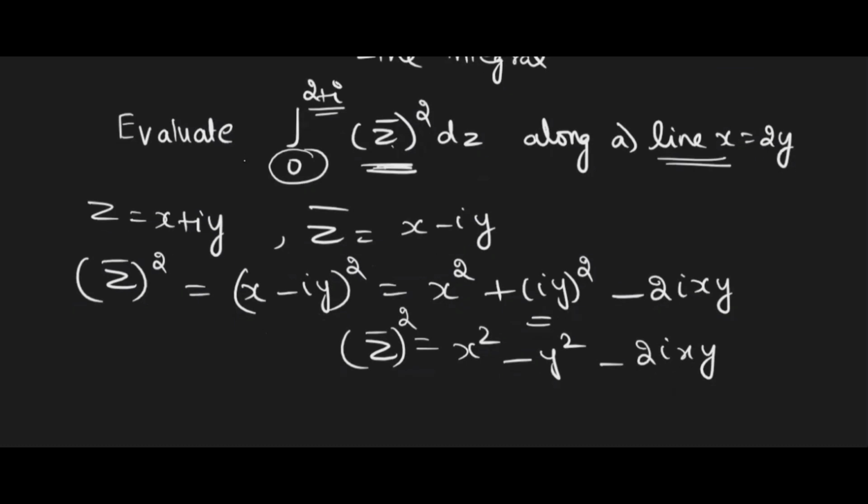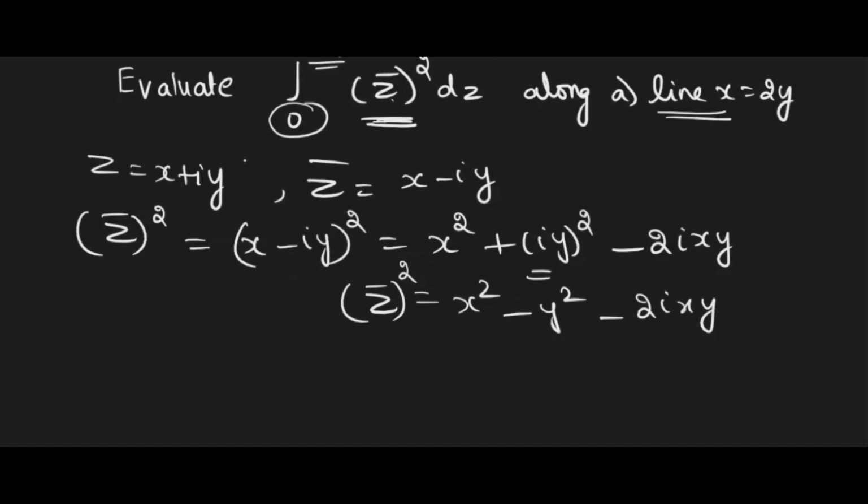So you are going to integrate this function first along the line x is equal to 2y. Wherever x is there, I am going to replace it with 2y. Or you can do it the other way around: in the place of y, substitute x by 2 and change everything to x. Since this has a fraction, simplifying will be a little tricky, so we are going to stick with x is equal to 2y. So what happens to the function?